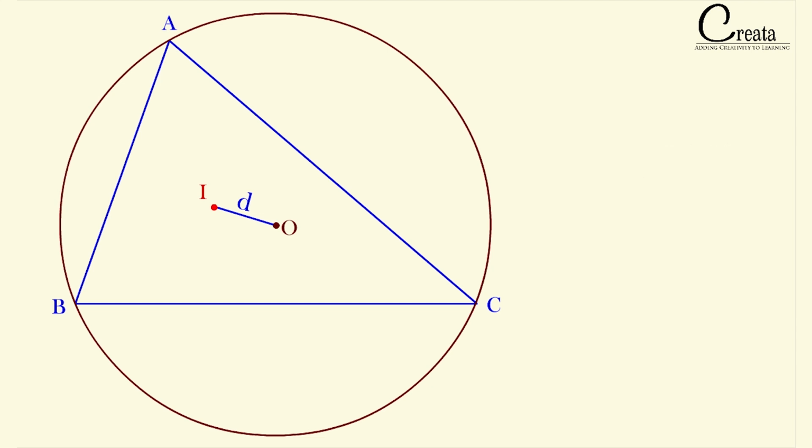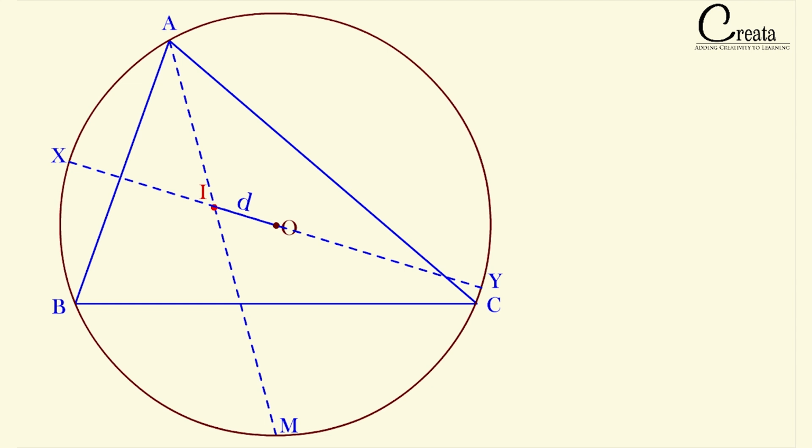Moving further, let's extend this line IO so that it will touch the boundary of the circle, that is the circumference of this circle. We got 2 points on the circumcircle, that are X and Y. Further, let's join the point A and I. And we will extend this line to meet the circle at point M. We got the line segment AM. And also we got the line segment XY.